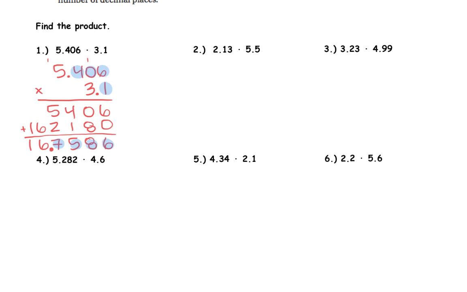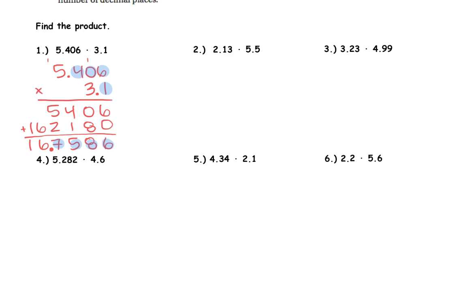Now, one thing that you can do to sort of check is I always look and I'm like, okay, if I just ignore the decimal point, essentially here I have 5 times 3, which is 15. And so I know that my answer should be in the ballpark of 15, which 16.7586 is. But if you had put the decimal point between the 7 and the 5, for example, 167 is nowhere near the ballpark of 15.